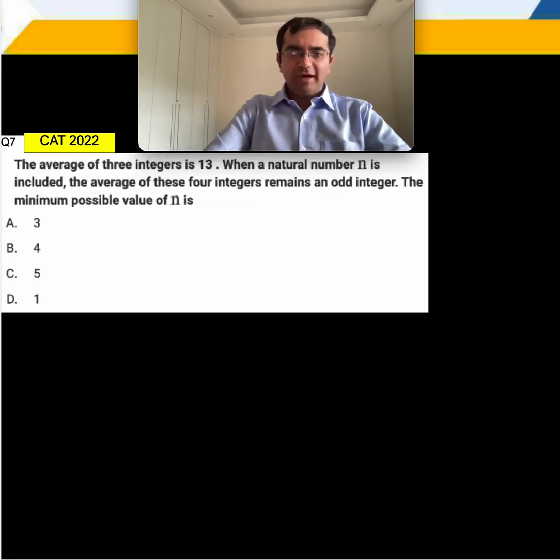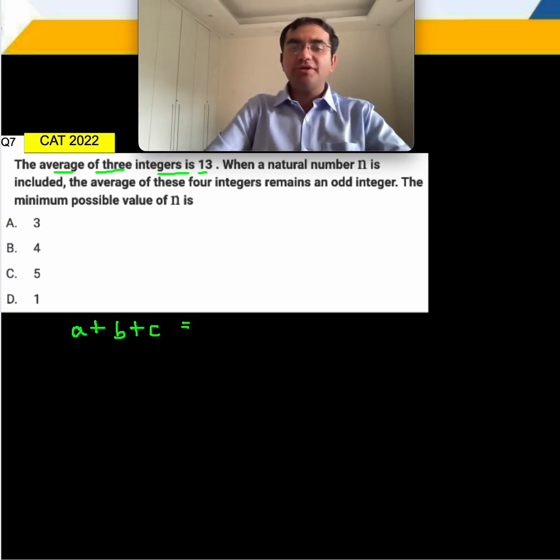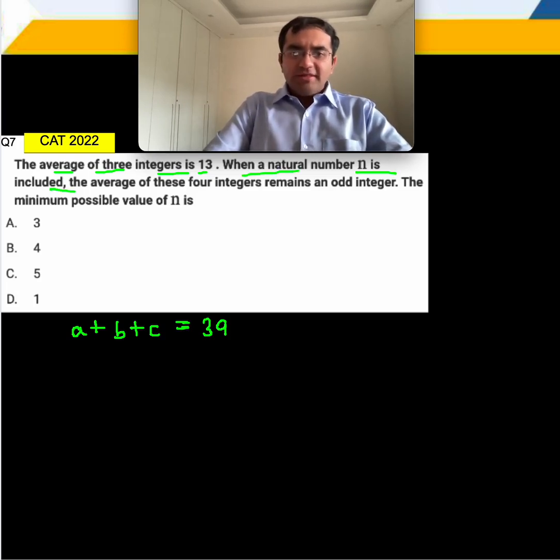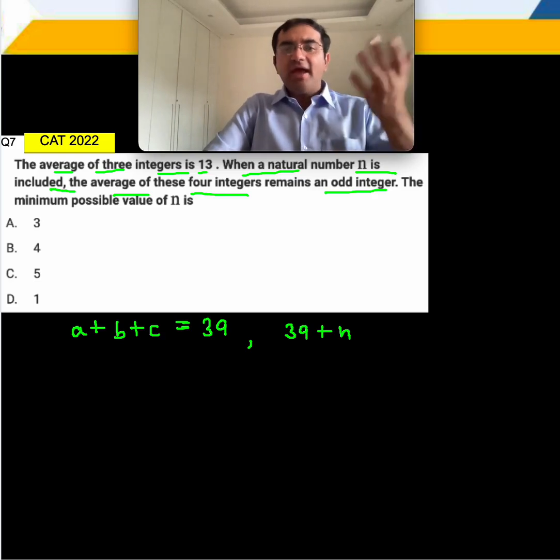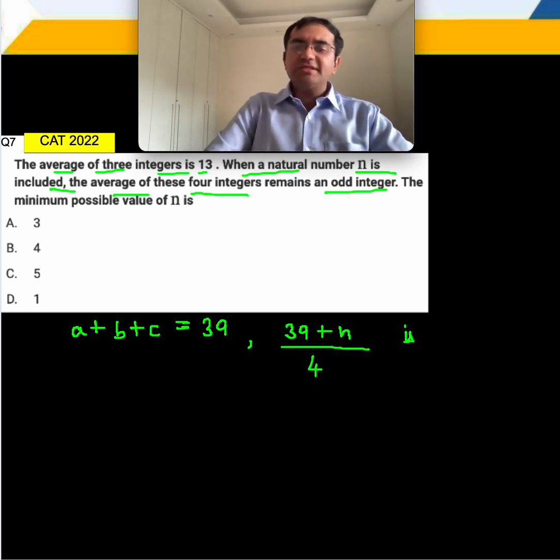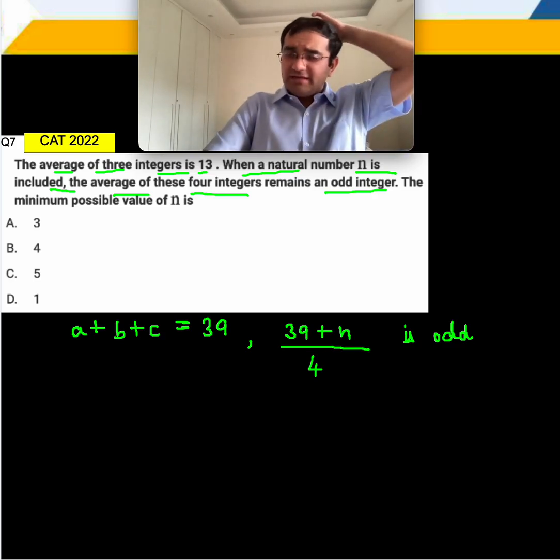Next question from averages. The average of 3 integers is 13. So let the 3 integers be A, B and C. A plus B plus C हो जाएगा 13 into 3, 39. ठीक है? Now when a natural number n is included, then the average becomes an odd integer. So 39 के साथ n include कर दो, plus n, upon 4. This is an odd number. Then the minimum possible value of n, just use the options. Just use the options and you are done.